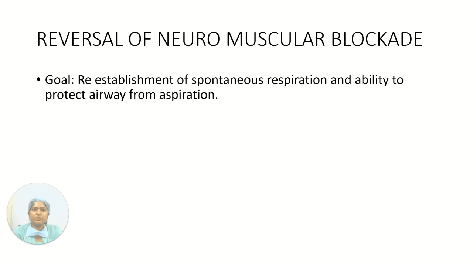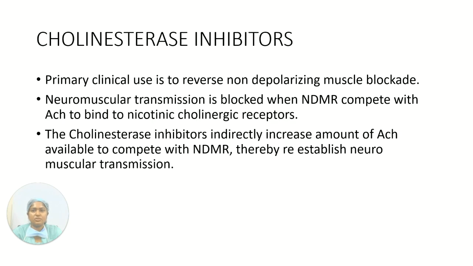Reversal of the neuromuscular blockade: the goal is to re-establish spontaneous respiration and the ability to protect the airway from aspiration. And we use cholinesterase inhibitors. The primary use is to reverse non-depolarizing muscle blockade. Neuromuscular transmission is blocked when non-depolarizing muscle relaxants compete with acetylcholine to bind to nicotinic cholinergic receptors. The cholinesterase inhibitors indirectly increase the amount of acetylcholine available to compete with the non-depolarizing muscle relaxants, therefore re-establishing neuromuscular transmission.